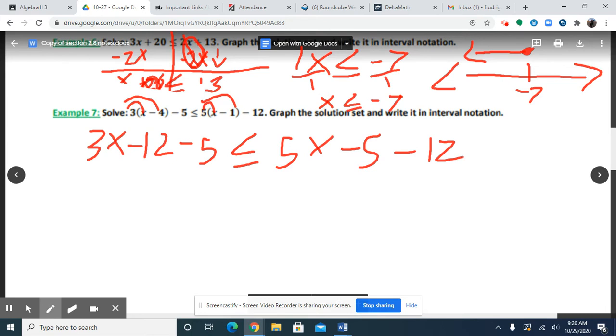So we're going to focus on each side. If we start off with the left side of the equation, we can combine negative 12 minus 5. So we would have 3x minus 17. And on the other side, we can combine negative 5 and negative 12, and that's 5x minus 17.